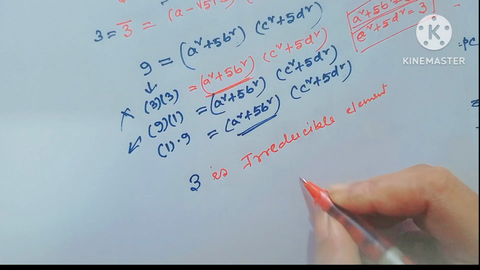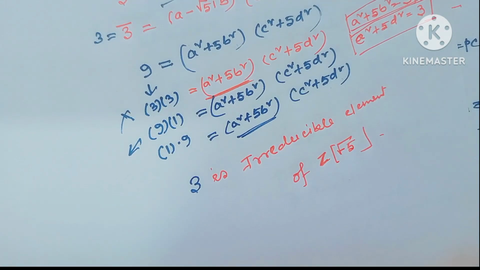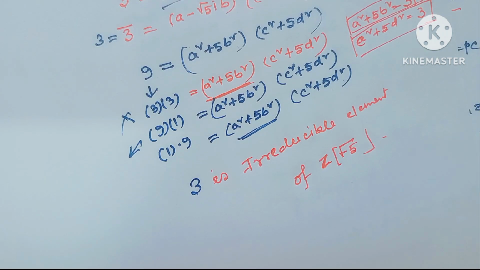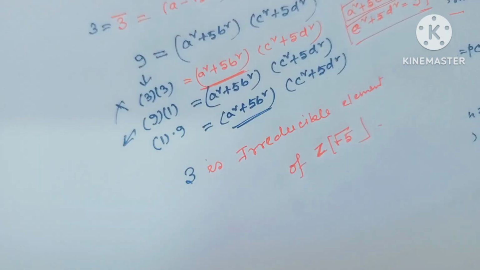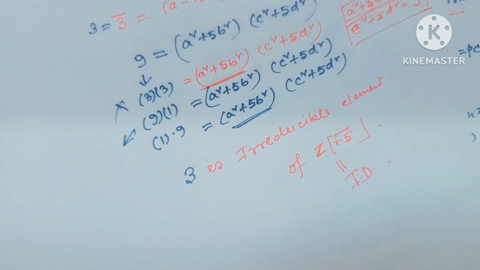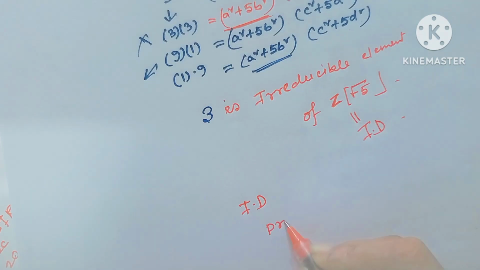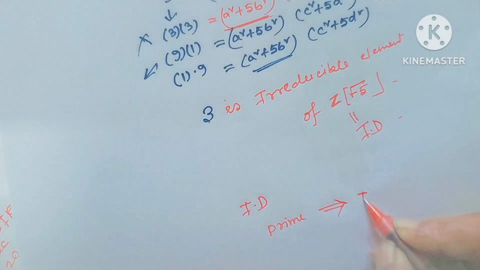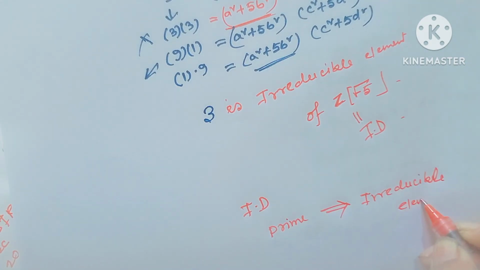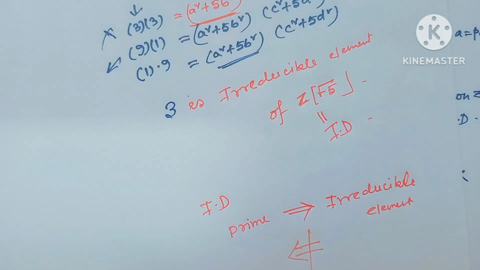of Z[√-5]. Okay, but 3 is not prime ideal. It is not prime element, but this is within the integral domain. So in integral domain, prime implies always irreducible element, but converse not true. Irreducible element not always be prime element in integral domain.